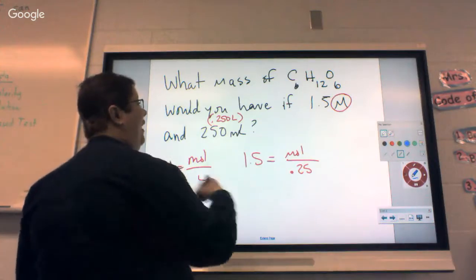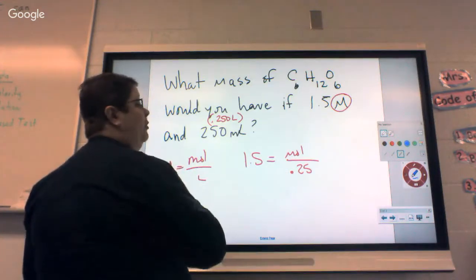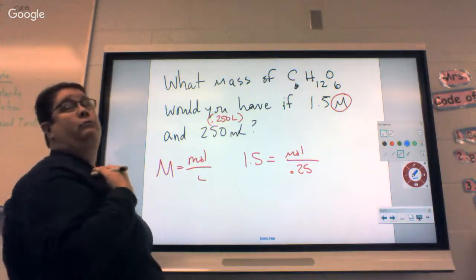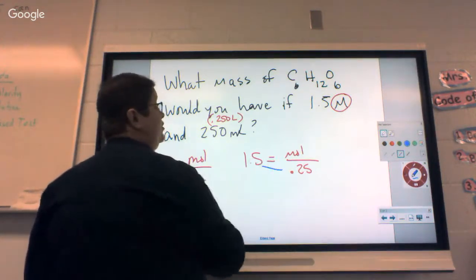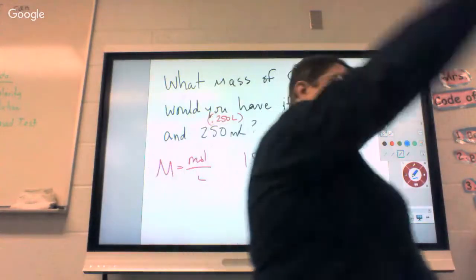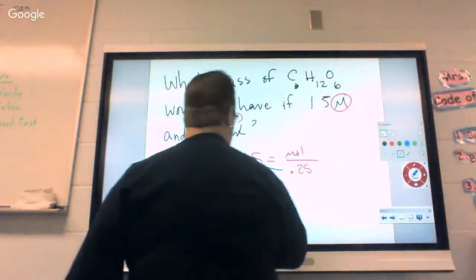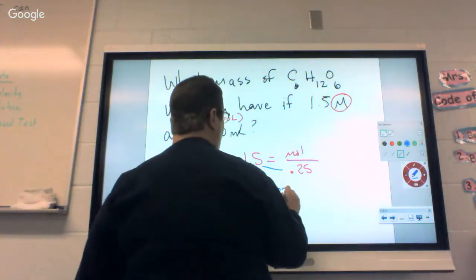We're going to do what do we call that? To solve for it. What do we do to solve for it? I'm just looking for product, multiply. Oh, y'all are well down the road to solving for it. 1.5 times 0.25 gives me 0.375, and that's my moles, right?